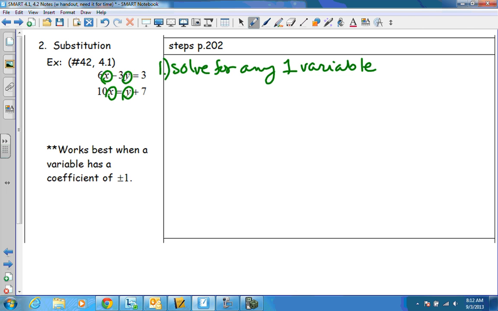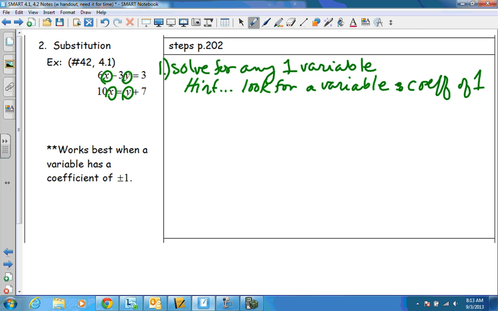Now my little hint is to look for a coefficient of 1. So look for a coefficient of 1. Do you see one? Yeah, which one? So that guy right there has a coefficient of 1. He's probably the easiest to solve for. Did you have to do it that way? Absolutely not. Okay. But it will be the easiest. So I would say solve for that y.